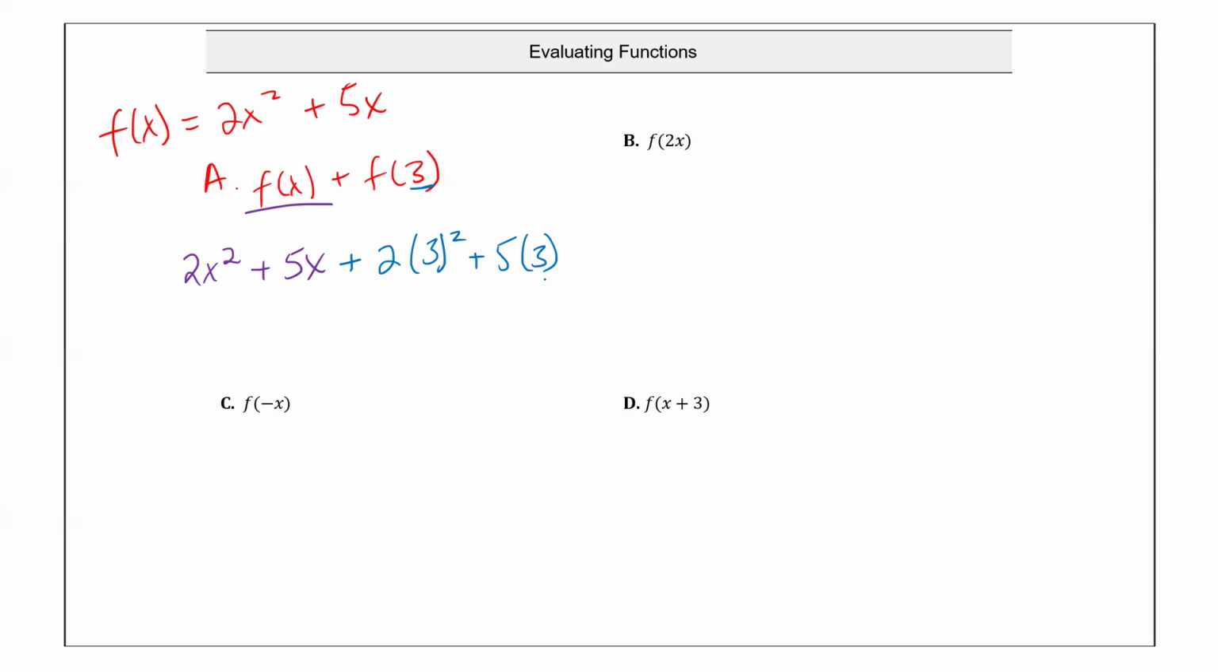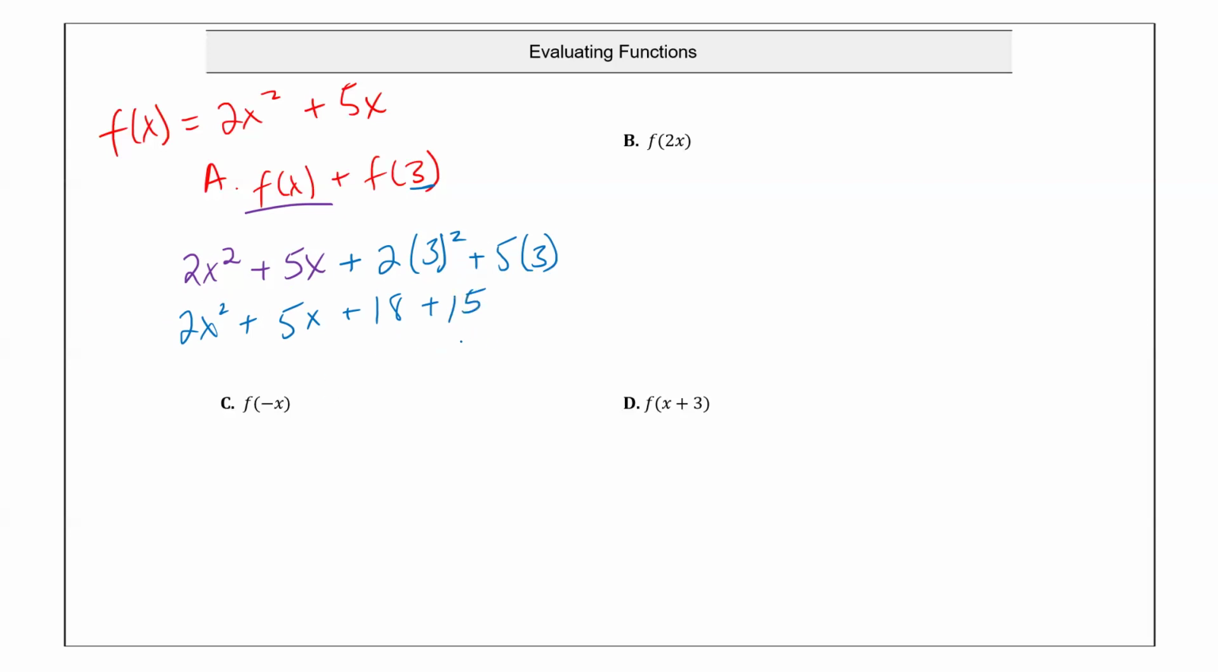So step 1 is to substitute. Good with substitution? Now we're on to the simplifying. Simplifying means I keep making it smaller and smaller until I can't anymore, right? Combining like terms, simplifying, reducing, and all that good stuff. So 2x squared I can't do anything to right now. 5x doesn't need to be touched. But what is 2 times 3 squared? 18. And then 5 times 3 is?